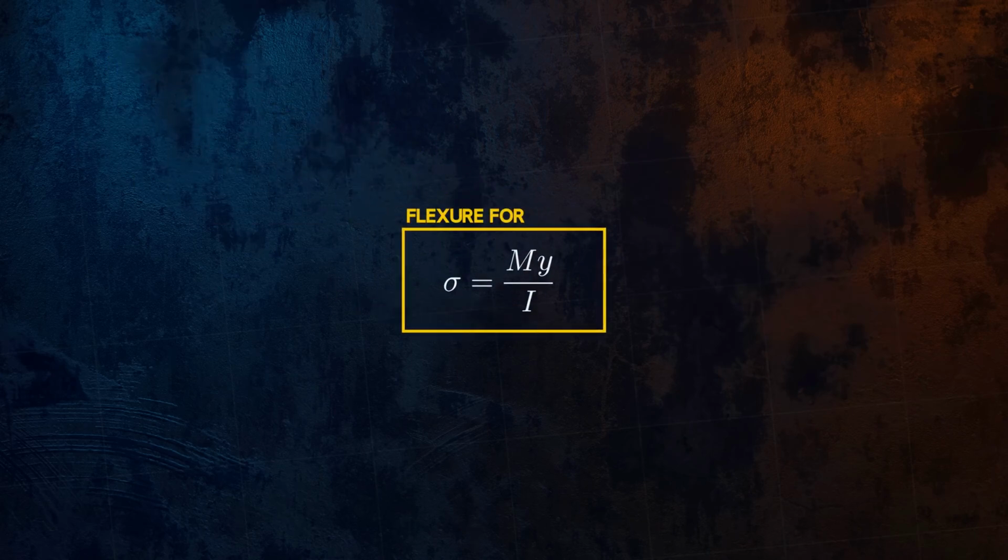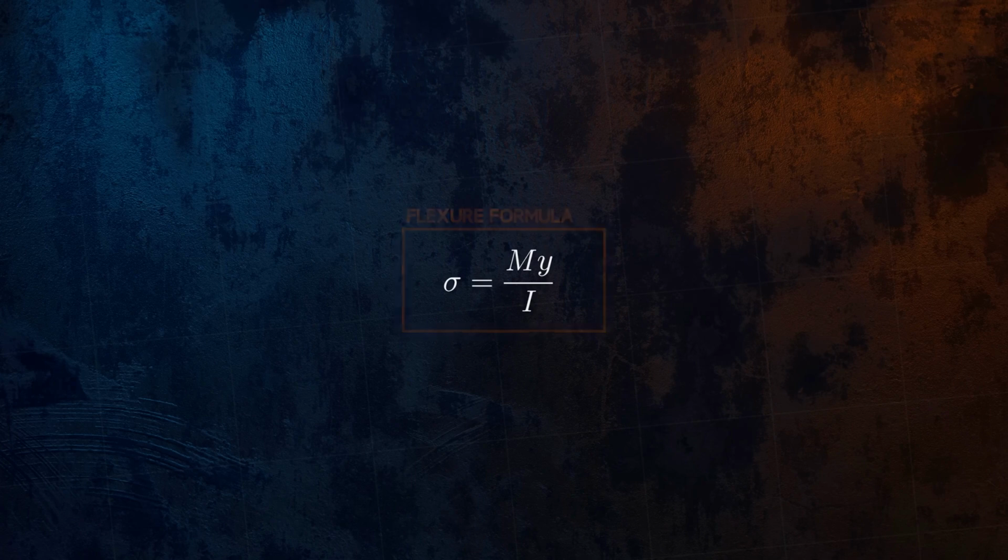So what does it tell us? Bending stress increases linearly as the bending moment and the distance from the neutral axis increase, and it decreases as the area moment of inertia increases. The maximum stress occurs at the fibers furthest from the neutral axis.